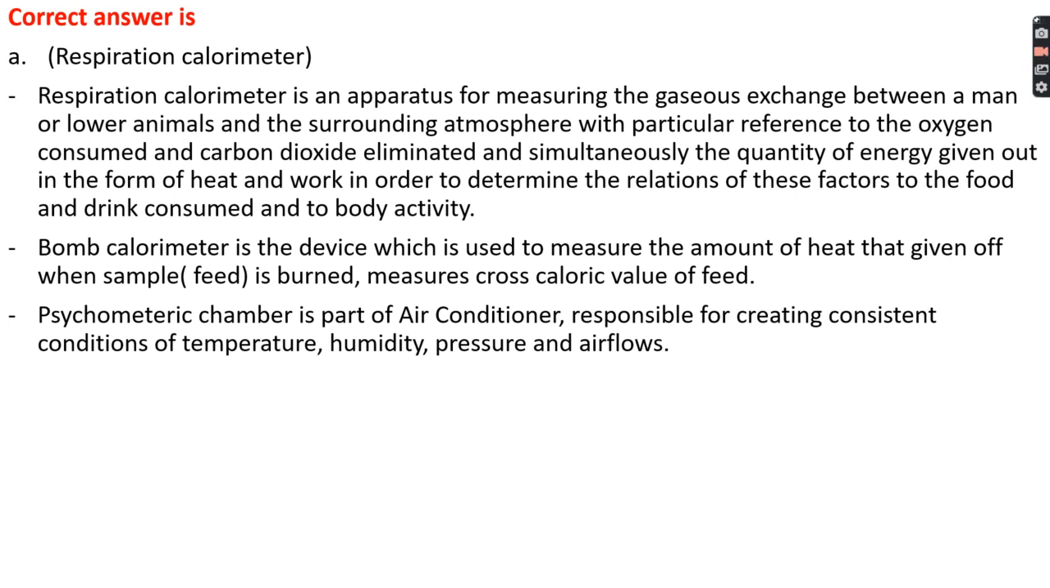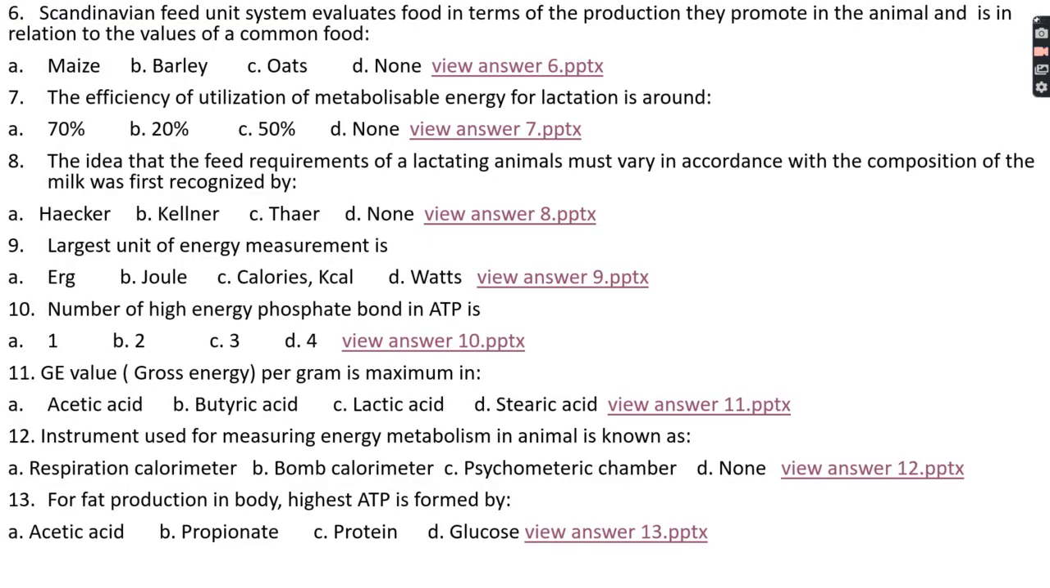Similarly, a bomb calorimeter actually measures the gross caloric value of the feed. In this device, the amount of heat which is liberated while the feed is burned is calculated. While the psychrometric chamber is a part of the air conditioner which is responsible for creating consistent conditions like temperature, humidity, pressure, and airflow.